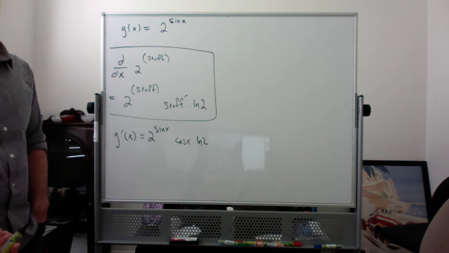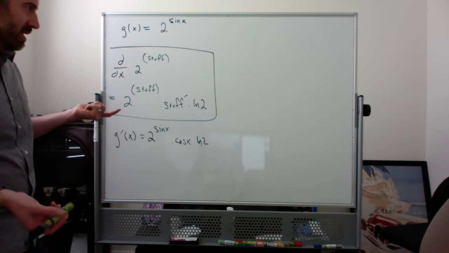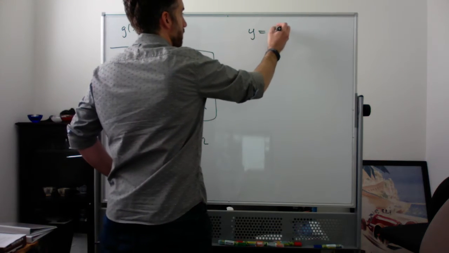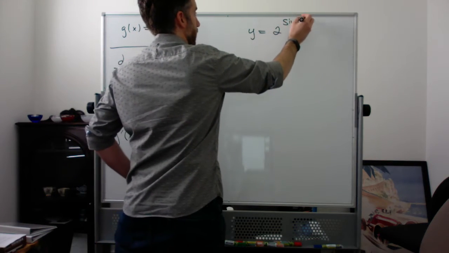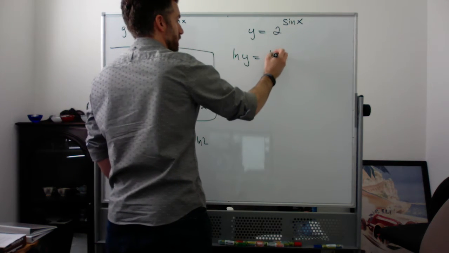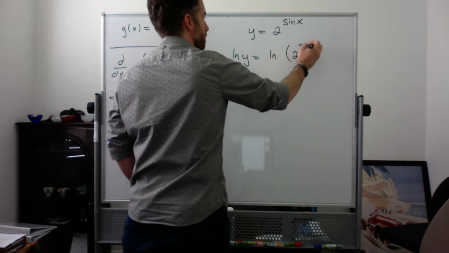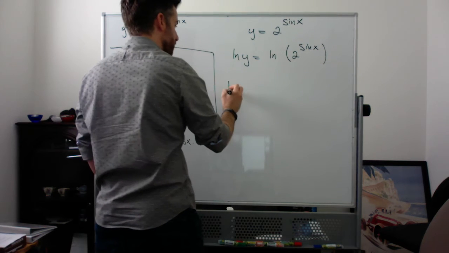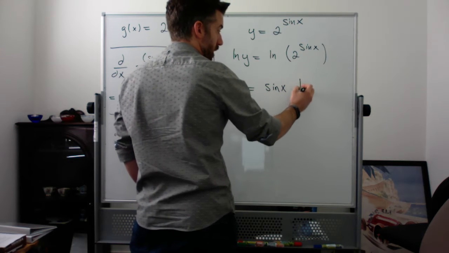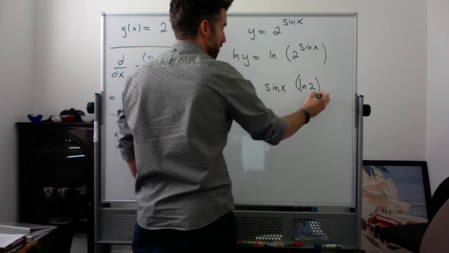Another way you could do this, although this is the faster way, is to use logarithmic differentiation. Say y equals 2 to the sine of x, natural log of y equals natural log of 2 to the sine of x, and then bring the sine of x down. Natural log of y is sine of x times the constant natural log of 2.